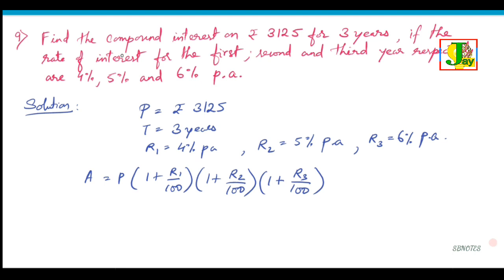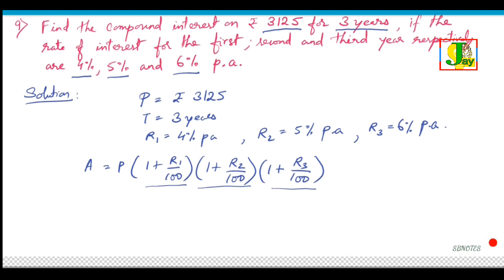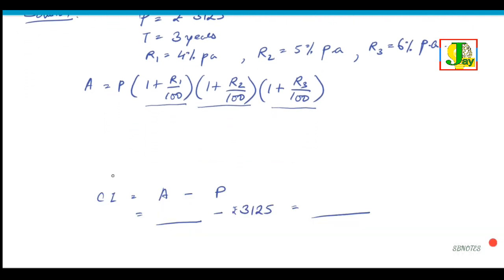Now in this question number 9, find the compound interest on rupees 3125 for 3 years. Okay, principal is given, time is given. If the rate of interest for the first, second and third year differs, here the rate has changed: first year 4%, second year 5%, 6% in the third year. So with different rates of interest, we had a direct formula, instead of writing power 3 here, we use the different rates. So we get 1 plus r1, 1 plus r2, 1 plus r3.